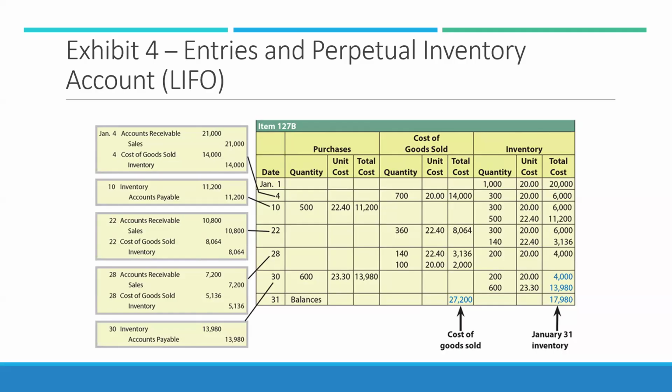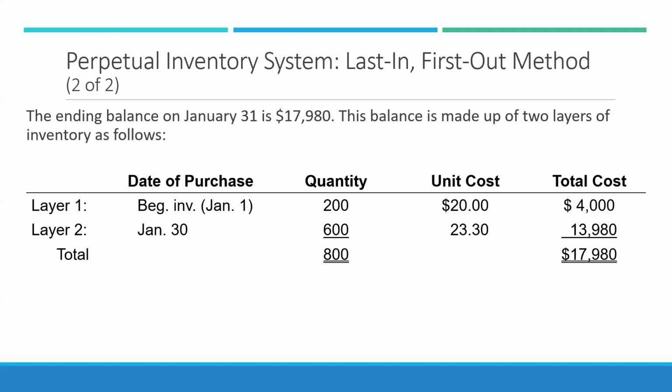Does that make sense? I know there's a lot of calculation, but this conceptually is how it works, and I do highly recommend writing out your buckets of inventory on paper. That is the easiest way to keep track of it and make sure you're not missing anything when you're doing your homework. So once again, we have 200 left at the beginning, and then the 600 that we recently purchased.